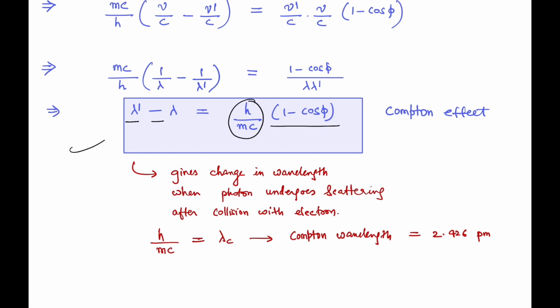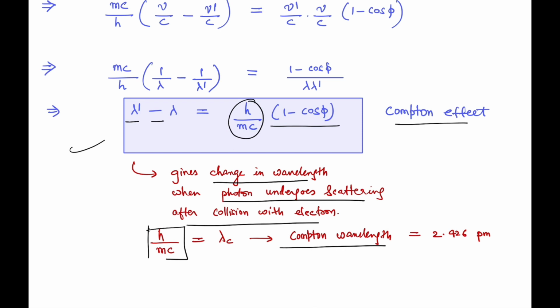So this whole equation expresses the Compton effect, where a photon is interacting with matter and it is losing its energy, and that loss of energy is actually denoted by the change in wavelength or change in frequency. This equation gives the change in wavelength when a photon undergoes scattering after collision with an electron, and we simply know it as the Compton effect. This quantity, h upon mc, where m is the mass of the electron, is known as the Compton wavelength, and when you calculate it, it is a constant, which is 2.426 picometer.